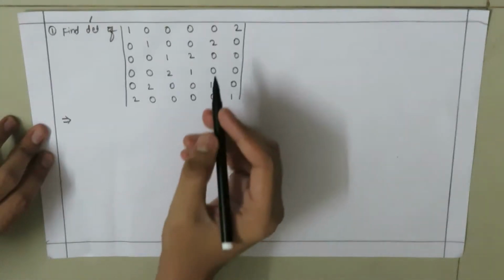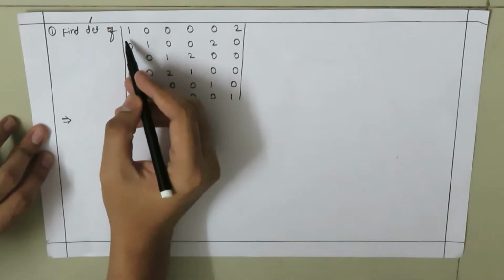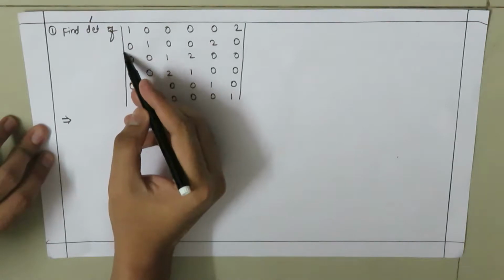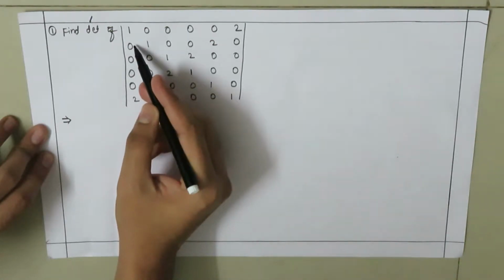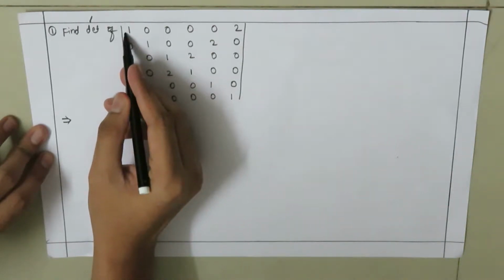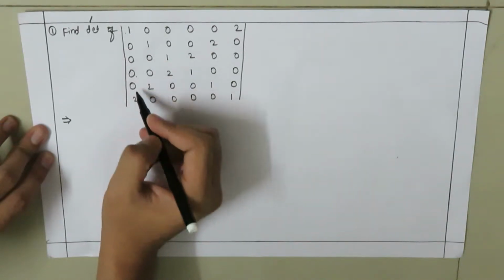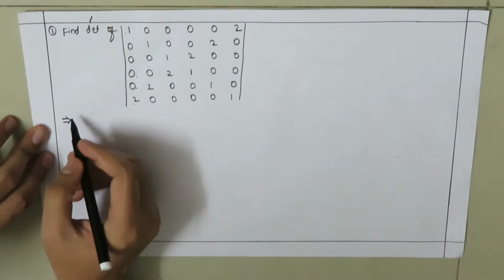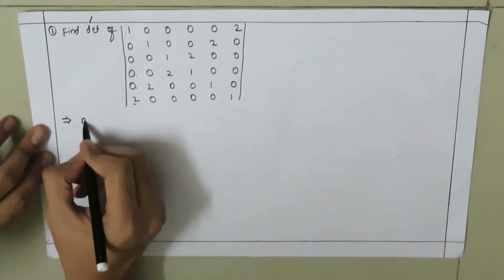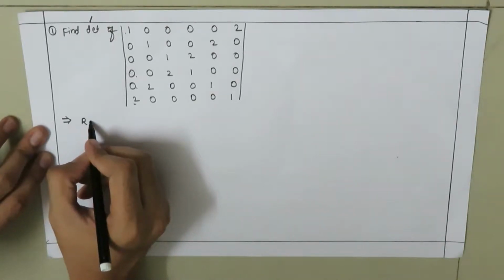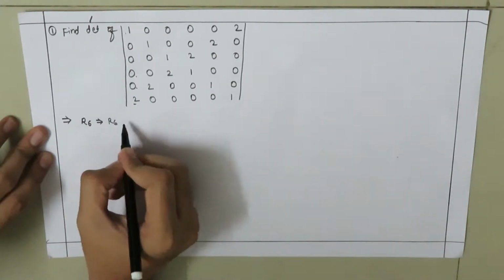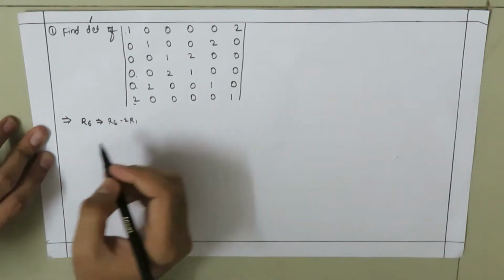In this case, in order to find the determinant, we need to make all the entries in this row 0 except this one. This is our first row, second row, third row, fourth row, fifth row and sixth row. So we are going to make this element 0. To do this, we need a row operation: R6 becomes R6 minus 2 times R1.